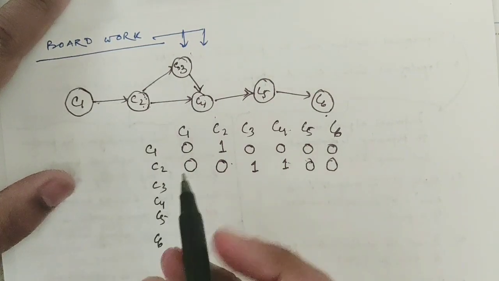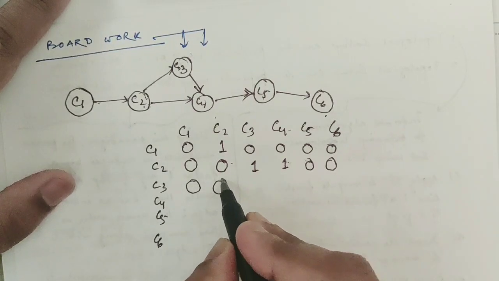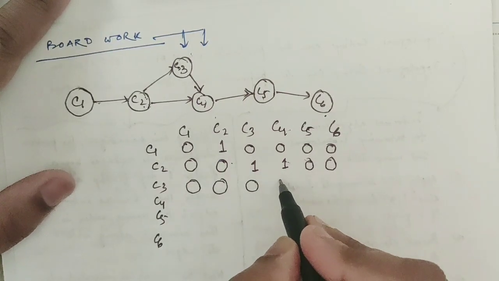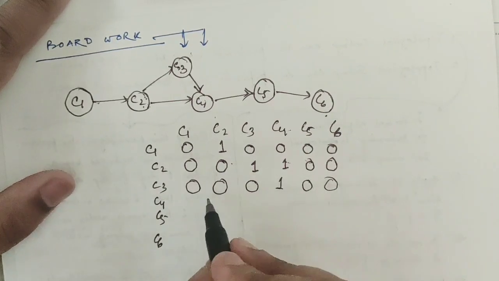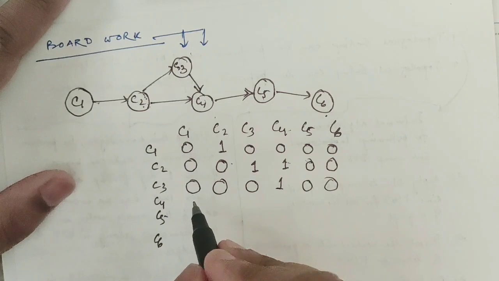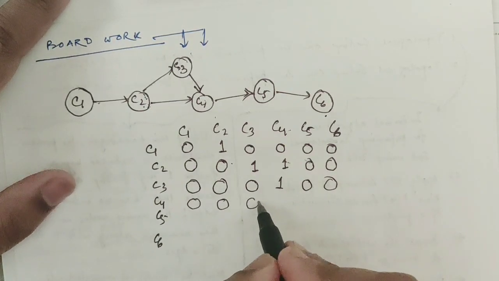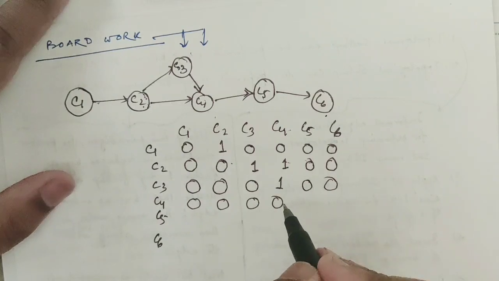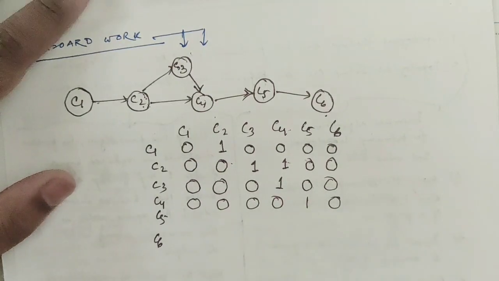So let me pick up C3. C3, C1, no. C3, C2, no. C3, C3, no. C3, C4, yes. C3, C5, no. C3, C6, 0. Okay, C4 to the previous ones, C1, C2, C3, all are 0. C4, C4 is also 0, no self loop. C4, C5 is 1, C4, C6 is 0.